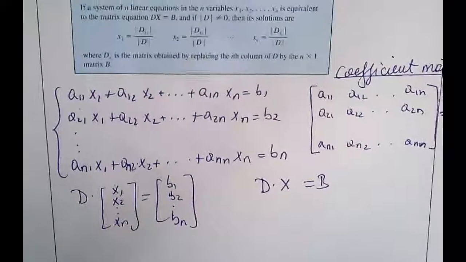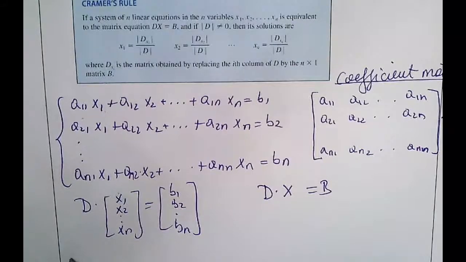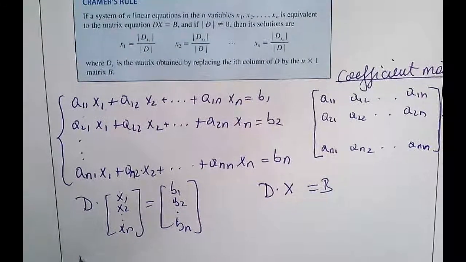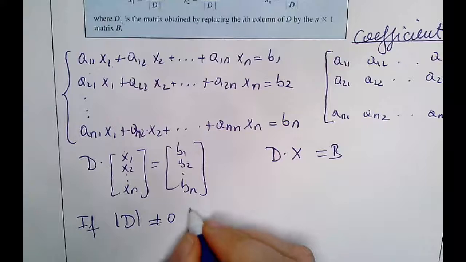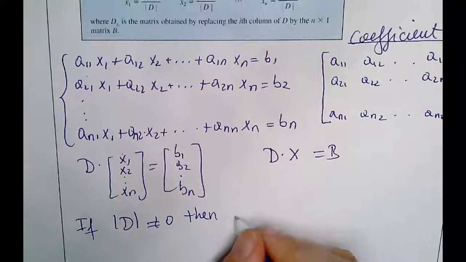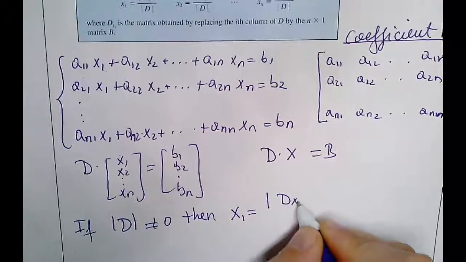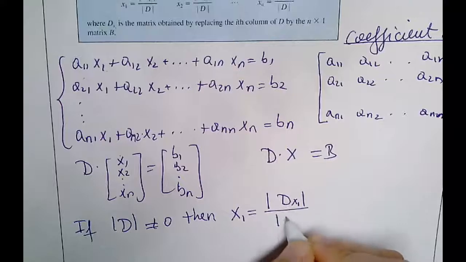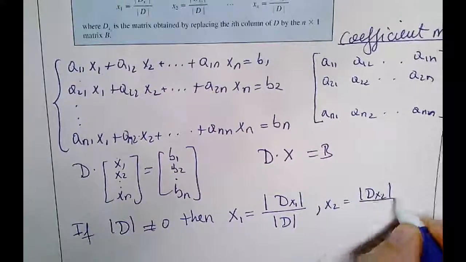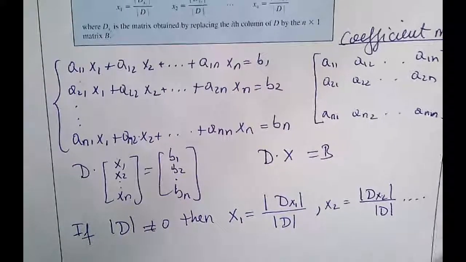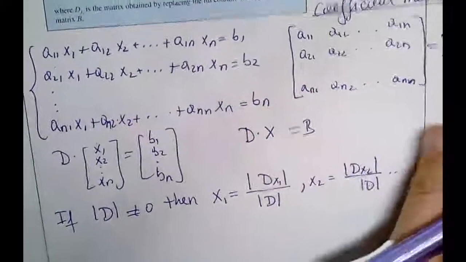If you are in this setup and you want to solve for x1, x2, and xn with Cramer's rule, you have to make sure that the determinant is not 0. If the determinant of the coefficient matrix is not equal to 0, then Cramer's rule says that x1 is going to be the determinant Dx1, I'll tell you in a little bit what that is, divided by the determinant of D. x2 is going to be the determinant Dx2 divided by the determinant of D, and so on. So let's see what Dx1 and Dx2 and so on are.